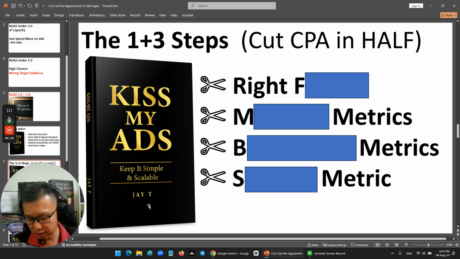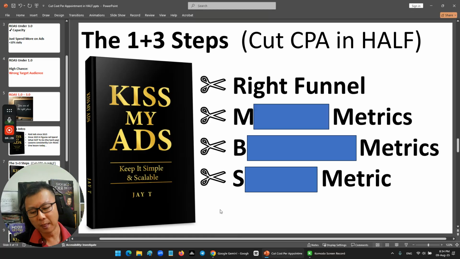Yeah, I know CPA is cost per acquisition, but I just want to be a bit pragmatic here. So just 4 steps. First, I'd suggest the right funnel.